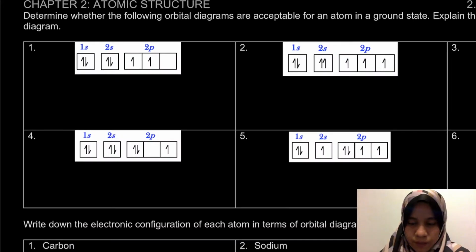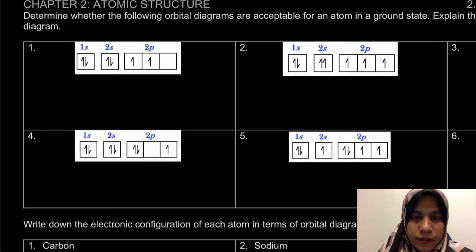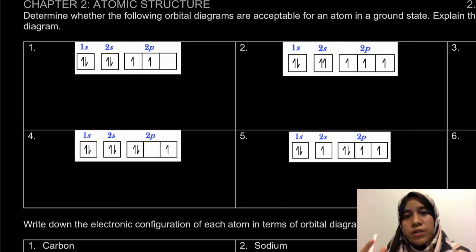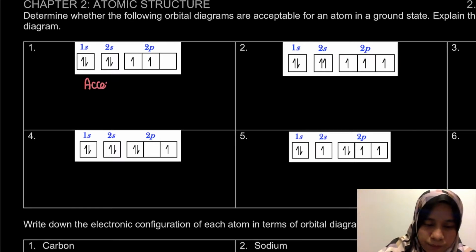Okay, example number 1. Here is the given orbital diagram. Here we have 1s. It is filled and the electrons are in opposite spin. The same goes for 2s. And then for the 2p electrons, they are filled singly first. They do not pair up. So this one obeys the Aufbau principle, obeys Hund's rule, and obeys the Pauli exclusion principle. So for this one, it's acceptable.